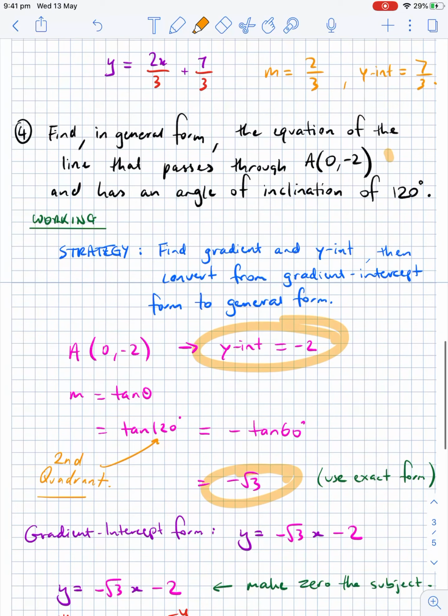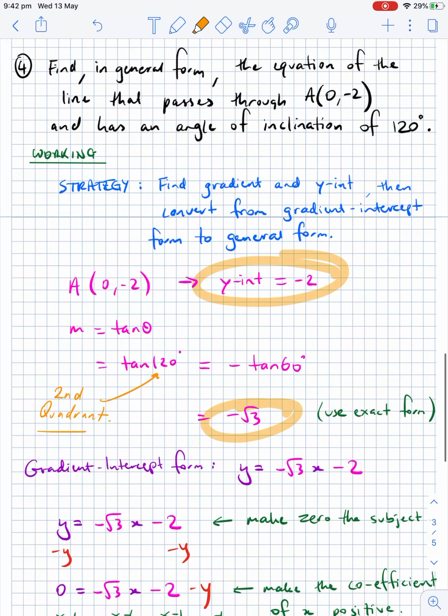So first up, it passes through this point right here. That means that the y-intercept is -2 because the x-coordinate was 0. So therefore we know this is on the y-axis. So we know that our y-intercept is -2. That means that our c is equal to -2.